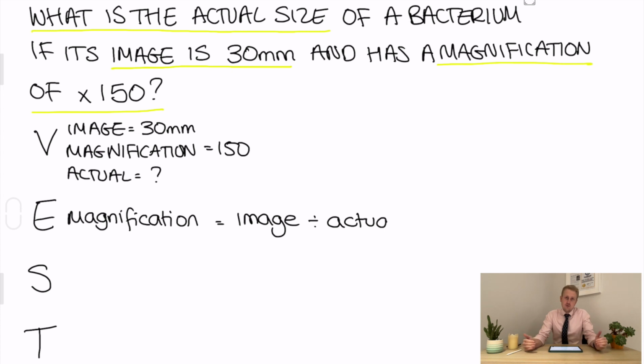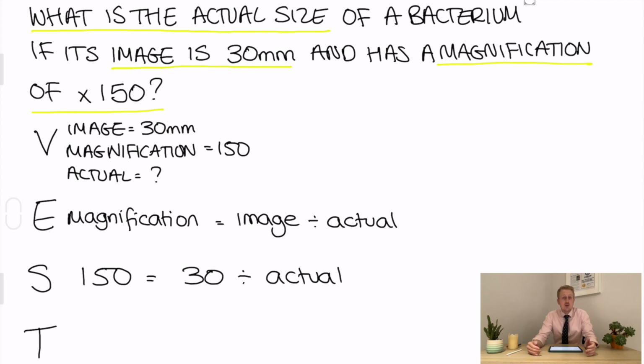Importantly, once you've got that down, you need to substitute everything in. Okay, you substitute everything in. So magnification we know is 150. Our image we know is 30, but our actual is an unknown. So we have to write it like that.